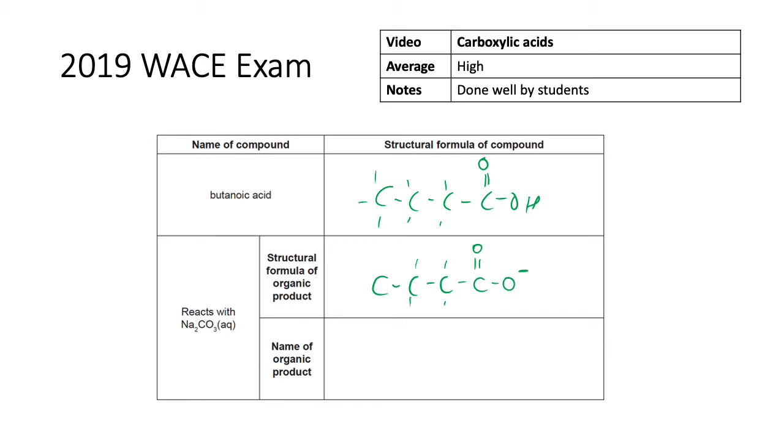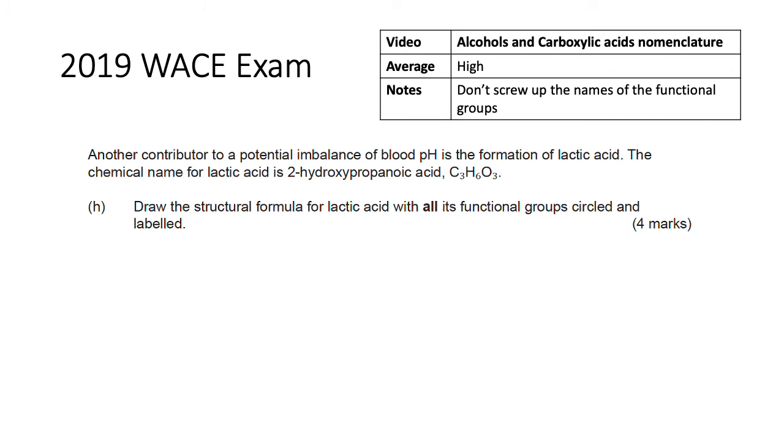Draw in all of your hydrogens. I'm not going to, but this is a butanoate ion. I guess you could have answered sodium butanoate, but I think both of the answers were acceptable. Another contributor for potential imbalance of blood pH is formation of lactic acid, which is called 2-hydroxypropanoic acid. So hydroxy being the prefix for alcohols and oic acid being the suffix for carboxylic acids, you have an alcohol and a carboxylic acid, so it's a propanoic acid.